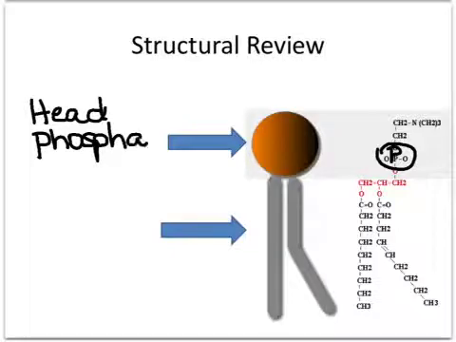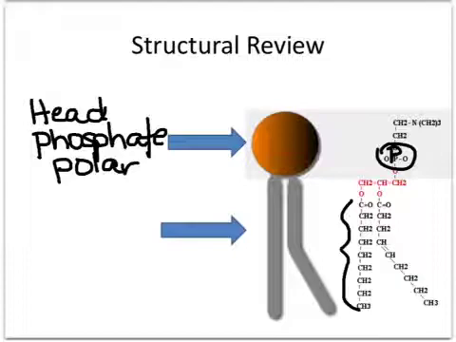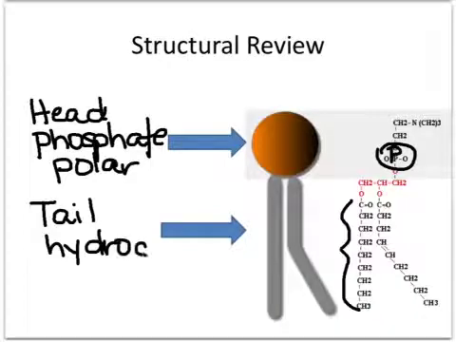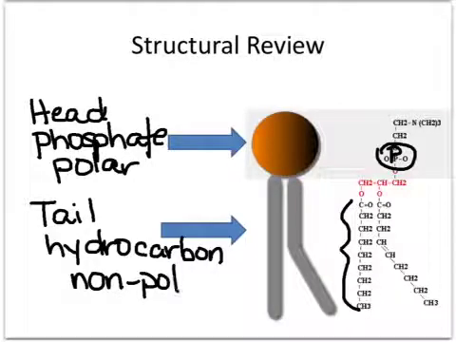Now that phosphate group, we call this the polar head. And these bottom pieces down here, the tail region, you can see here that they are made of hydrocarbons. So this is the tail, and it is the hydrocarbons, and we call these the nonpolar portion of a phospholipid. So these are nonpolar regions of the phospholipid.